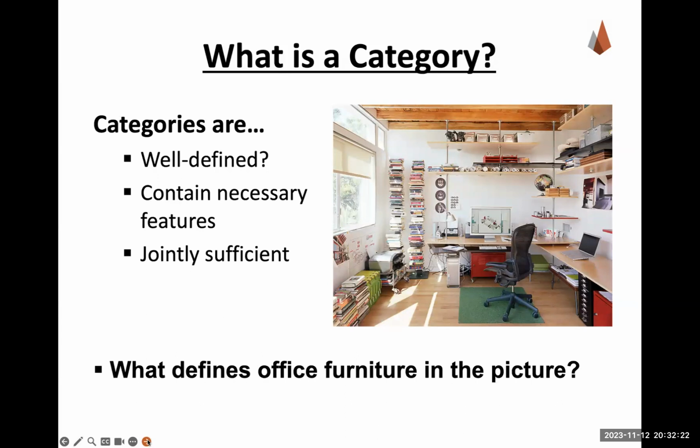What defines office furniture in this picture? Take a moment. So you have to think about what's furniture, what's its purpose, and then look at the items here. Did you identify maybe the rug, the chair, the desk, maybe the shelves? Why weren't the books considered as furniture?